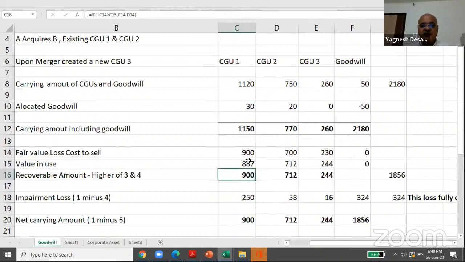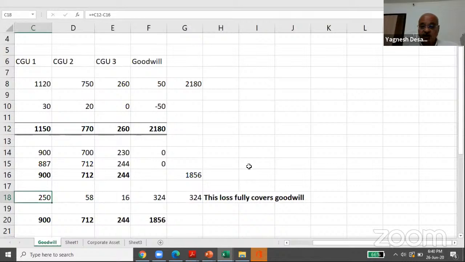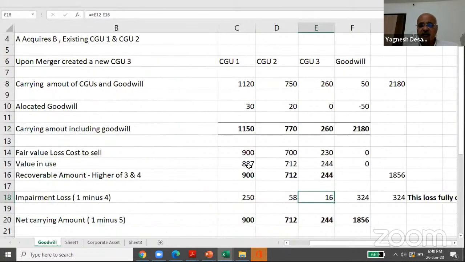अब my carrying value, sir, सीधी बात है, if I have to reduce this to 900, 712, my revised carrying value of CGU should be 1856. Let us see whether this happens or not. That means essentially I have to take a hit of 324. 324. कैसे है sir figure? Yes, yes. Where did I get this figure from? Let me try. 2180. Oh yes, that is a difference. So there's a hit I need to take.